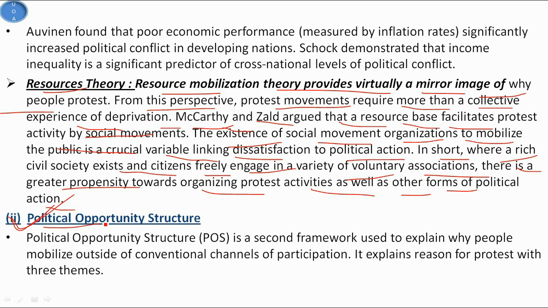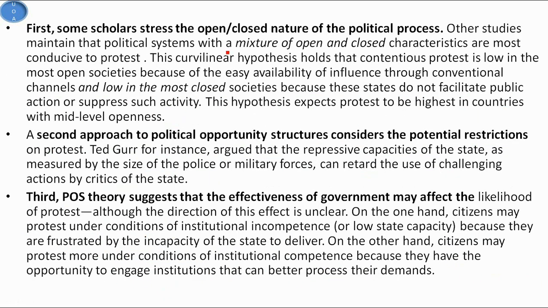Now we see the second factor, that is the political opportunity structure. The political opportunity structure is a second framework used to explain why people mobilize outside of conventional channels of participation. It explains reasons for protest with three themes. First, some scholars stress the open-closed nature of the political process. Closed systems are more likely to push actors outside conventional channels and onto the streets, increasing levels and degree of unconventional political action.